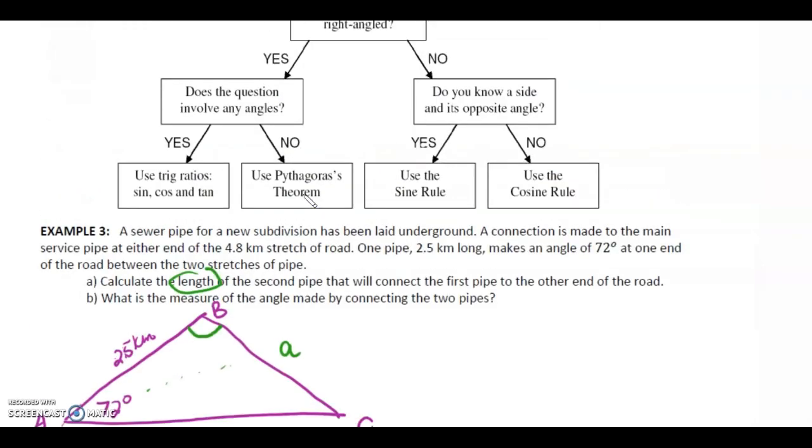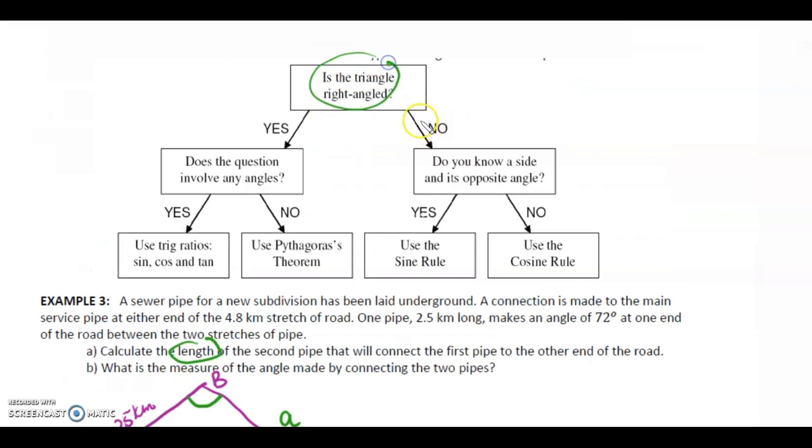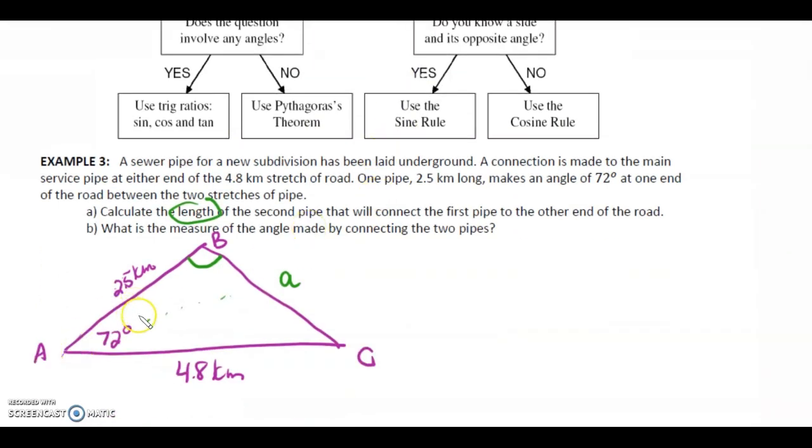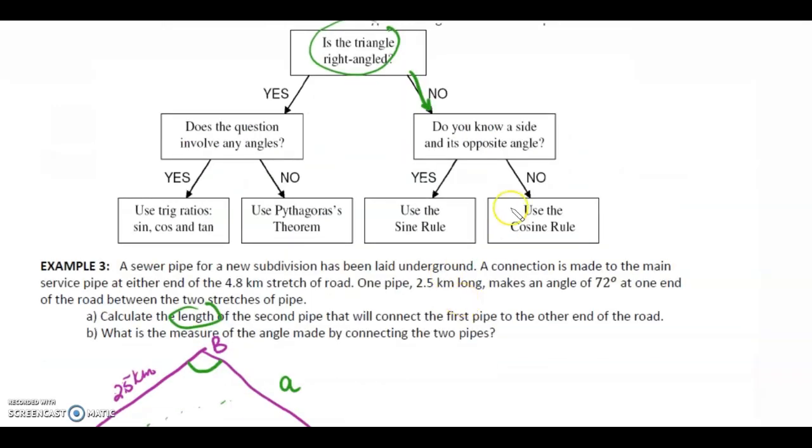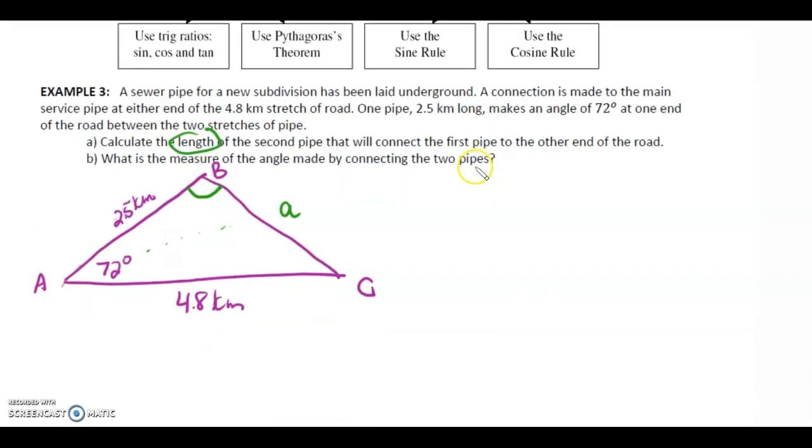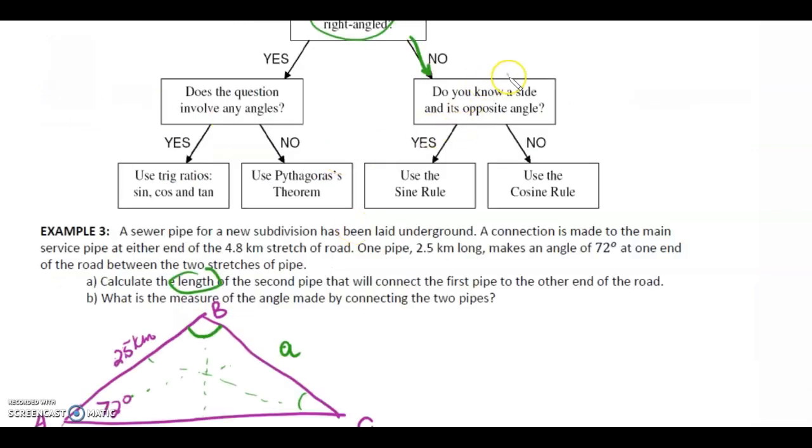So let's go up to this. Is this a right angle triangle? No, we can't assume that it's a right angle triangle. Do we know a side and its opposite angle, AKA, do we have a matchup? Well, 72 degrees, we don't know A. 4.8 kilometers, we don't know B. 2.5 kilometers, we don't know C. So we have three values, but we don't have any matchups. So I'm going to go no. Therefore, we use the cosine rule.